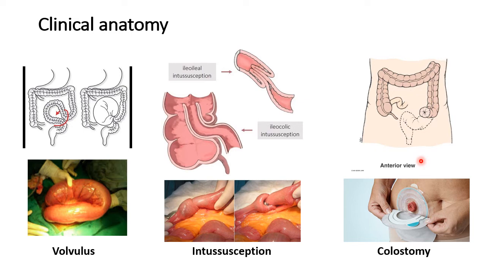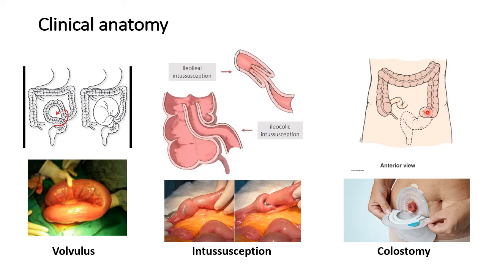One of the procedures or operations that can also happen in the colon is called colostomy, which is an opening of the colon to the anterior abdominal wall. So this happens, for example, if there is a tumor in the rectum or part of the sigmoid colon, and this part has to be removed, and there is no way to connect the rest of the colon to the rectum and anal canal.